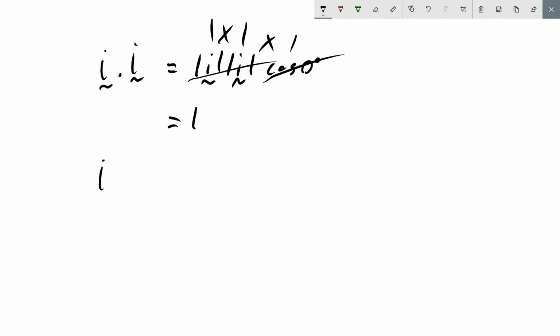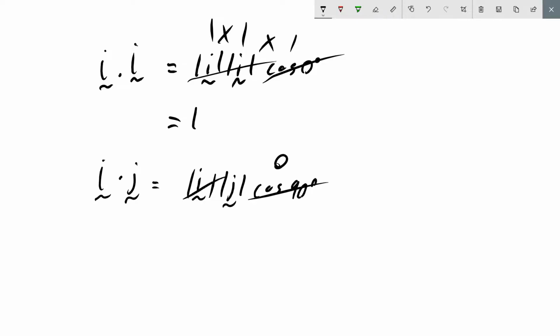Okay, what happens if we go I dot J? Well, I and J are perpendicular. But let's write out the formal definition. The magnitude of I times the magnitude of J times cos, and then 90 degrees this time. Cos of 90 is 0. Magnitude of I is 1. Magnitude of J is 1. Times it all together, we get 0.